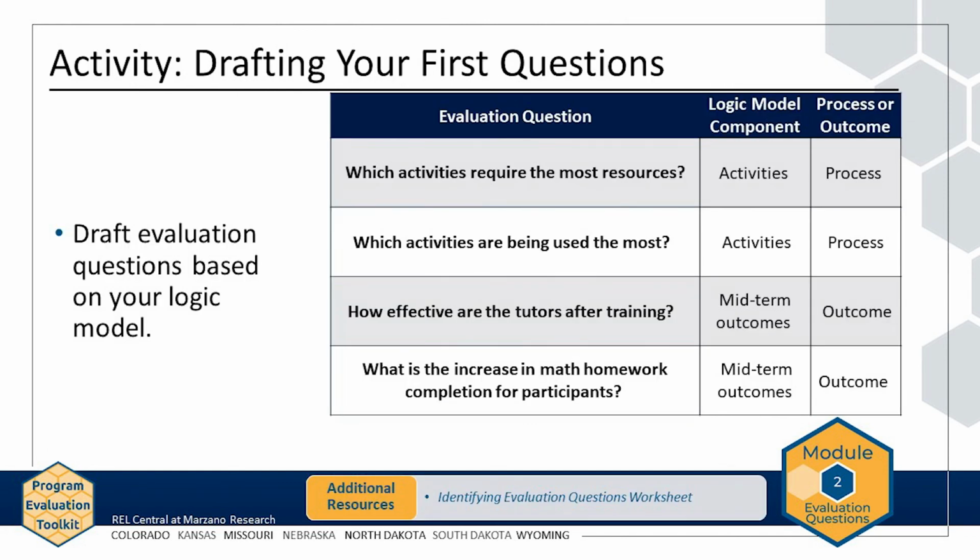Now that you have considered the AMMP example, you can return to your own logic model, which you drafted in Module 1, and create at least one process evaluation question and one outcome evaluation question. You will explore these questions further in the following chapters in Module 2. Use the Identifying Evaluation Questions worksheet, available on the resources page of the website, to draft these questions. In that worksheet, you will write your questions, identify the logic model components from which the questions originated, and categorize the questions as process or outcome questions.